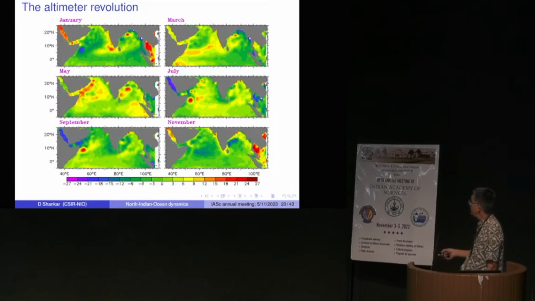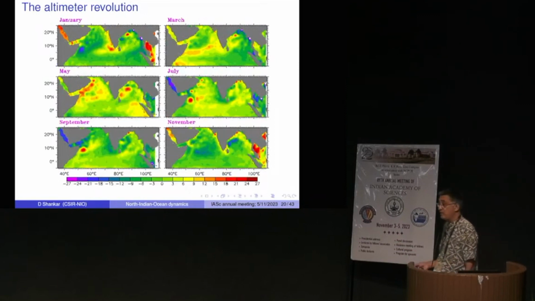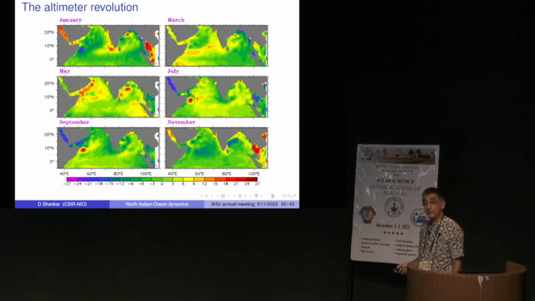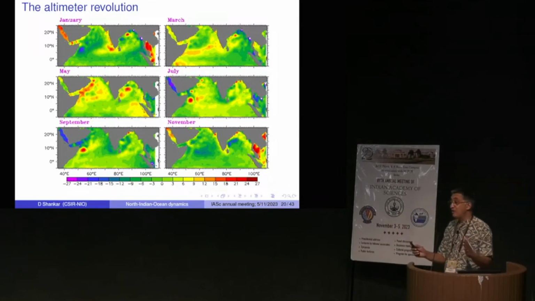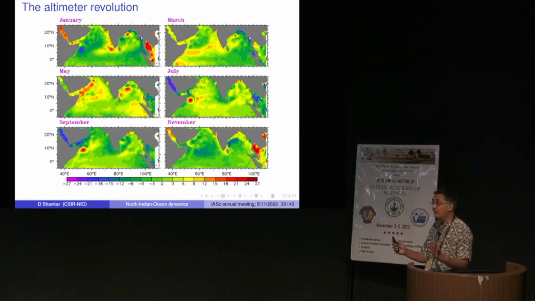Now, this is the kind of picture that Chettier brought back when I first came to NIO in 95. I mean, these were on transparencies. The older people here would know them. 12 transparencies, one for each month, and global. But even in a global picture, what was striking is this sea level signal that moves off the west coast of India. It's very striking, even in a global transparency, which is just A4 size.